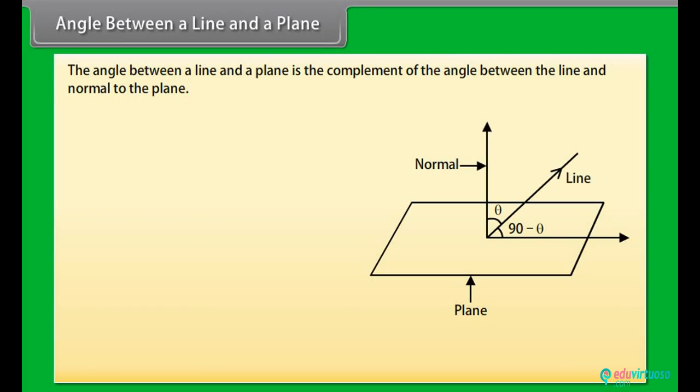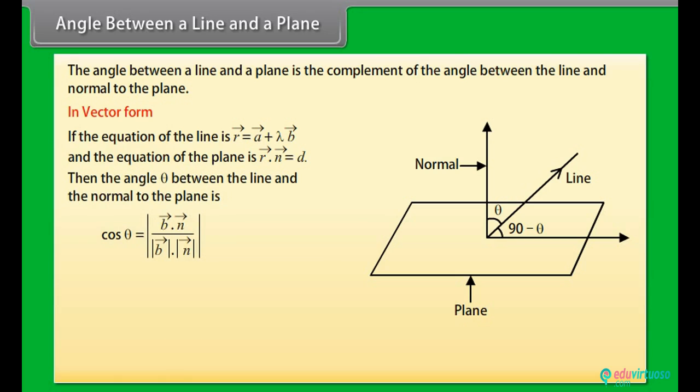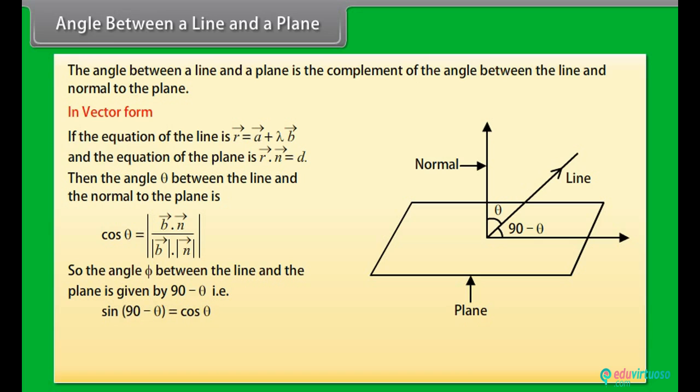Angle between a line and a plane. The angle between a line and a plane is the complement of the angle between the line and the normal to the plane. In vector form, if the equation of the line is vector r equals vector a plus lambda vector b, and the equation of the plane is vector r dot vector n equals d, then the angle theta between the line and the normal to the plane is given by cos theta. So the angle phi between the line and the plane is given by 90 minus theta, that is, sine of 90 minus theta equals cos theta.